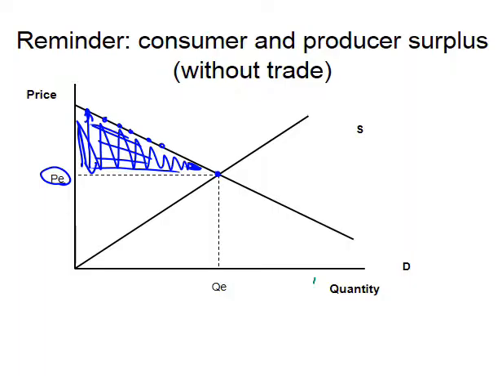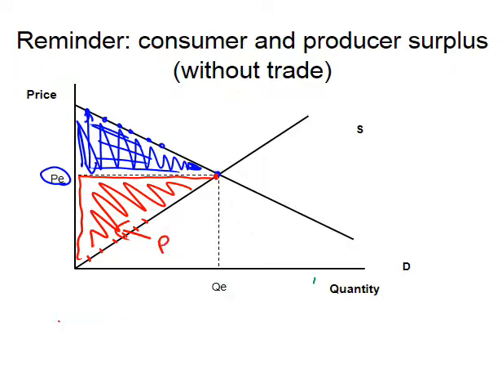The producer surplus. We have producers who are willing and able to produce at this low price, but lo and behold, they get the equilibrium price. So this whole triangle is known as the producer surplus. Let me just write this in for your notes. Producer surplus. And up here we have the consumer surplus.